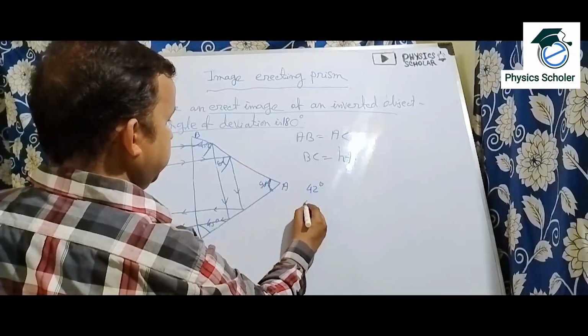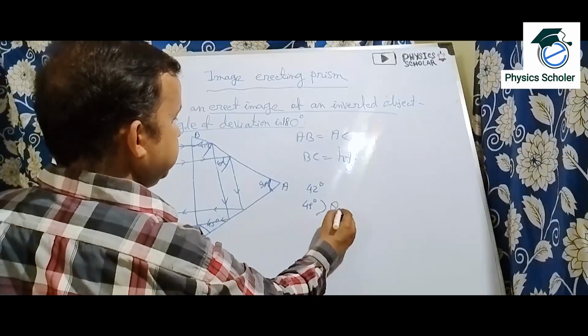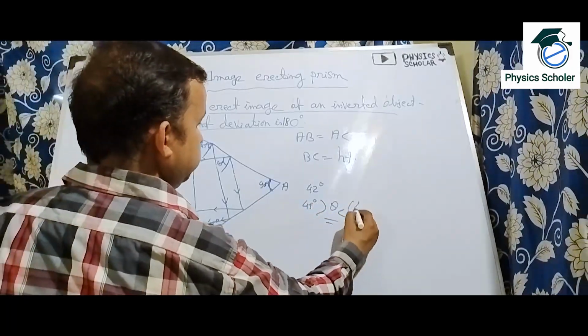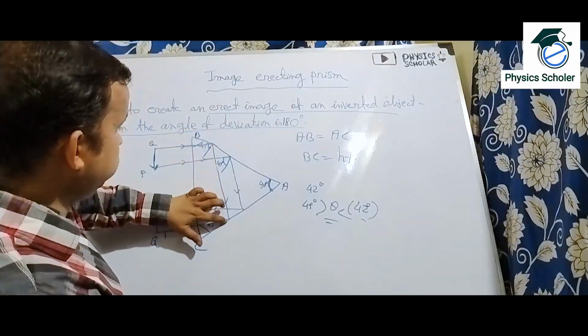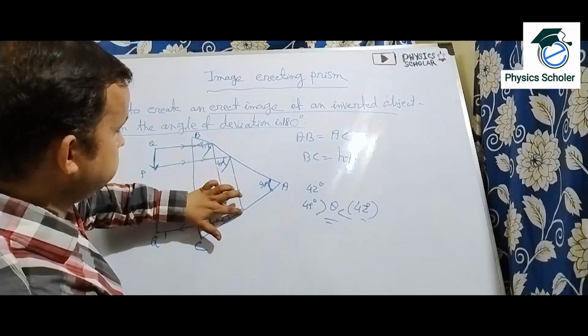Okay. So here, 45 degrees will be greater than the critical angle theta c, which is 42 degrees. Now what will happen? That's why the total internal reflection will take place from this surface.